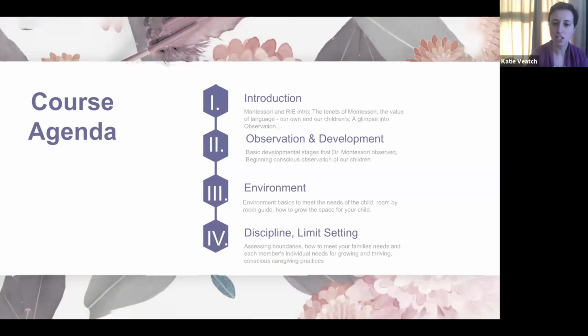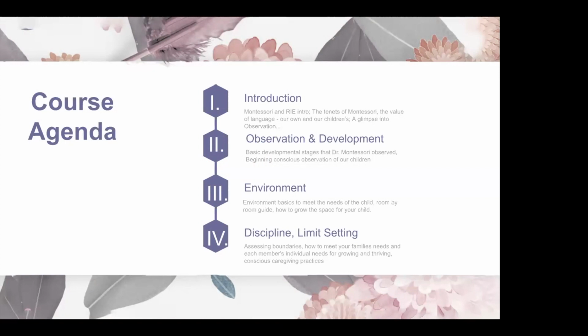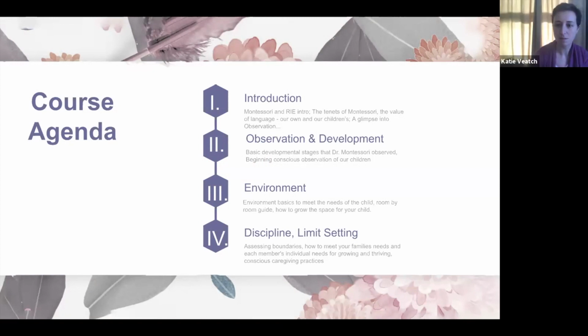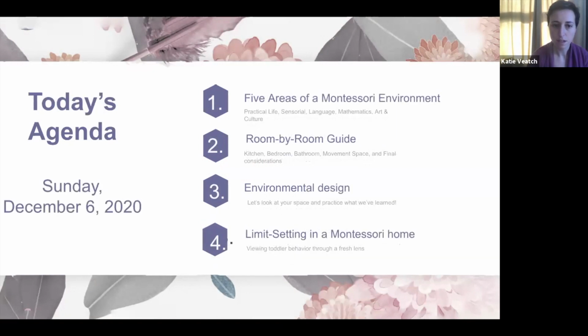Okay, so here's our course agenda. We've gotten through our introduction and observation and development. You all can see this, right? Can I get a nod or a thumbs up if you can see my screen? Awesome, thank you. Okay, and we started our environment, and we're going to finish our environment today. That's going to be a big part of our day, and then we're going to go into discipline and limit setting at the last part. So let's talk about our 5 areas of the Montessori environment, our room by room guide, and then we're going to do some environmental design, and then our limit setting piece.